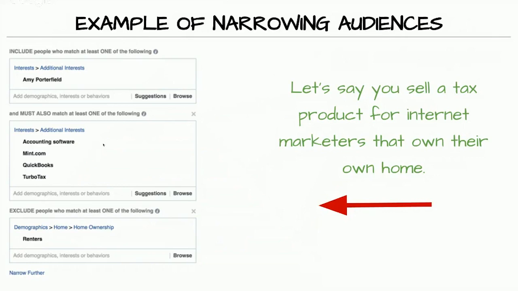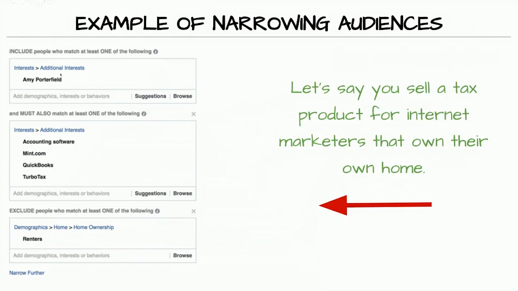You're going to select detailed targeting, and that's what you're going to see here. So let's say you sell a tax product for internet marketers that own their own home. Maybe it's how to save a ton of money on your taxes using your mortgage, especially if you're an internet marketer or something like that.